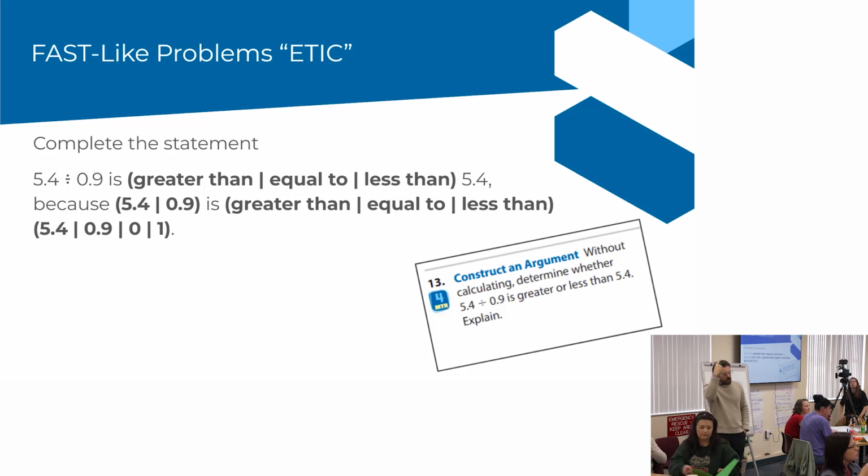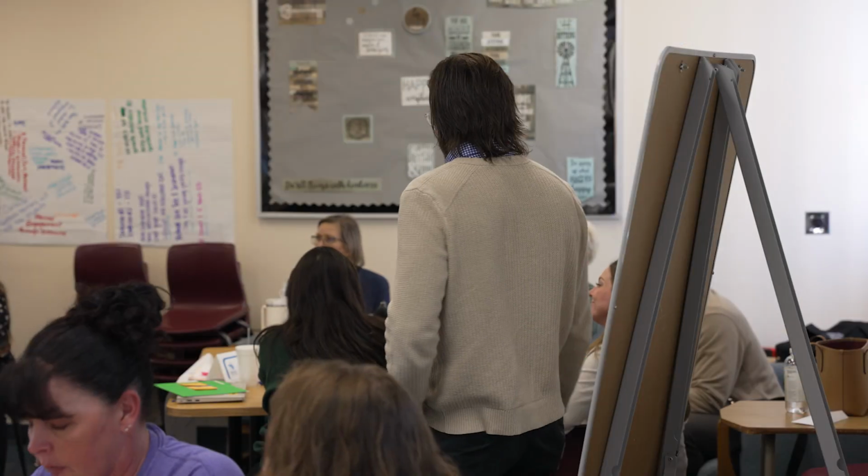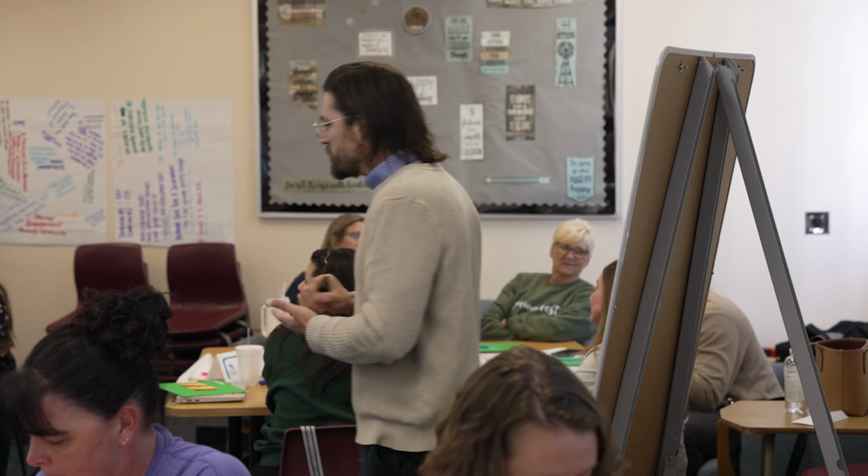So as a group, on one sticky note, I want you to talk about this problem and complete this statement for me. 5.4 divided by 0.9 is blank 5.4 because blank is blank blank. A lot of blanks. So as a group, talk about it, complete that statement, jot it down on a sticky note. All right, so what do we have?